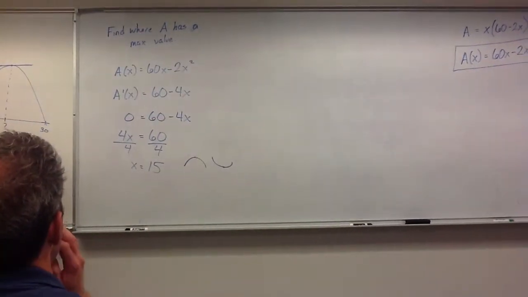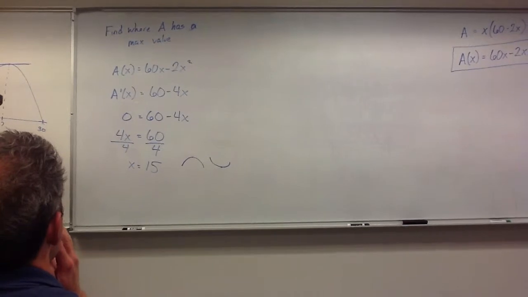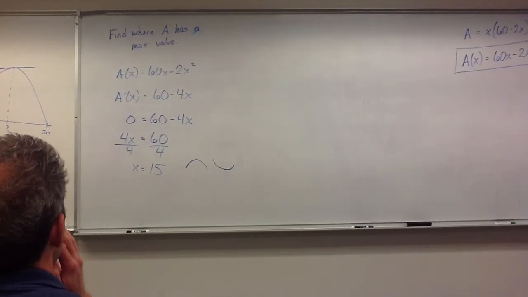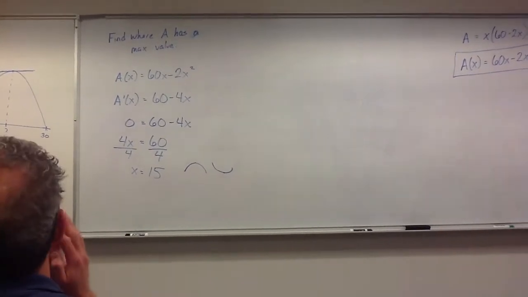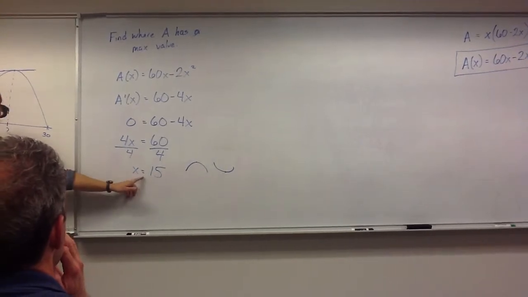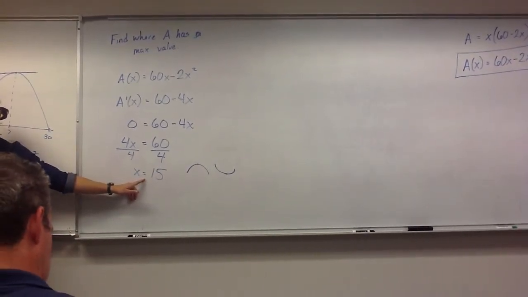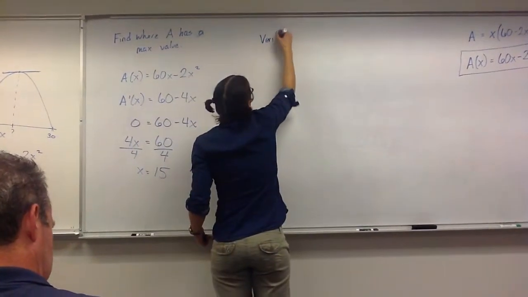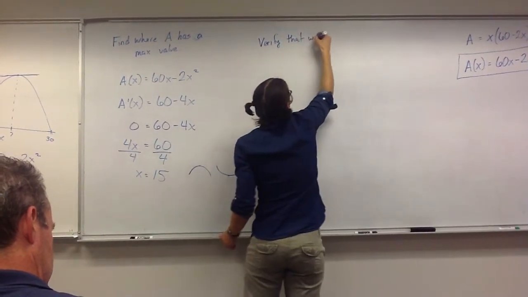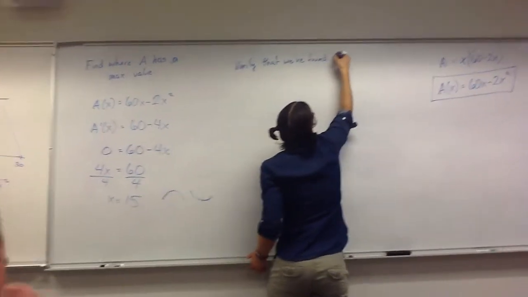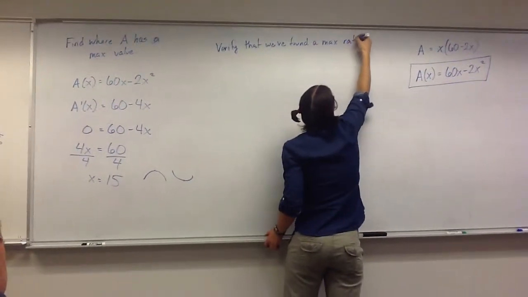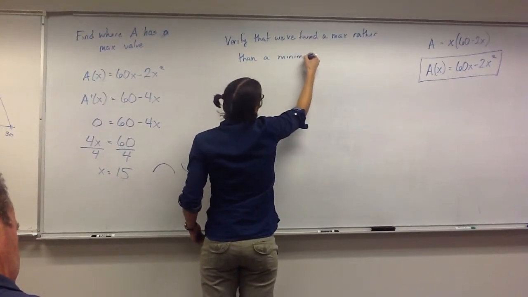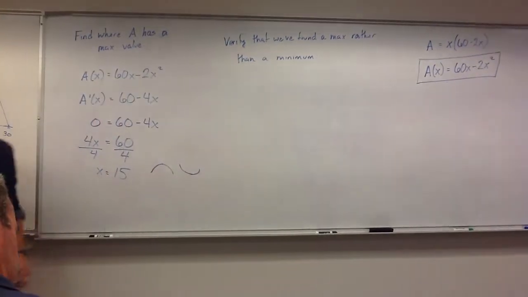And if we're talking about something more important than a kennel, and you go back to your boss and say, here are the dimensions to give you the maximum area, and you've really given him or her the dimensions for the minimum area, then you're going to get fired pretty quick. So we want to double check to make sure that this x value will give us a maximum rather than a minimum. And one way that we can do this to verify that we found a maximum rather than a minimum is by using calculus.